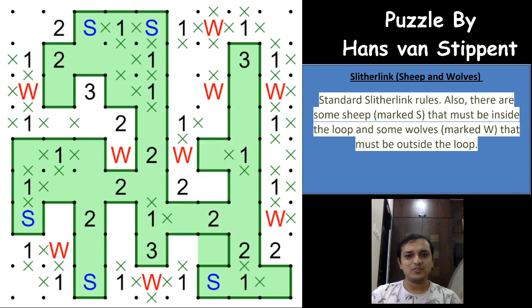What an excellent puzzle this was. So if you see now, after drawing the whole loop, all of the sheep 1, 2, 3, 4, 5 are inside the loop, and none of the wolves are inside the loop. They are all outside the loop. So this gives a very good enjoyment in a slithering puzzle. Just marking the W and S gives a different variant, a different way to solve the puzzle, right?